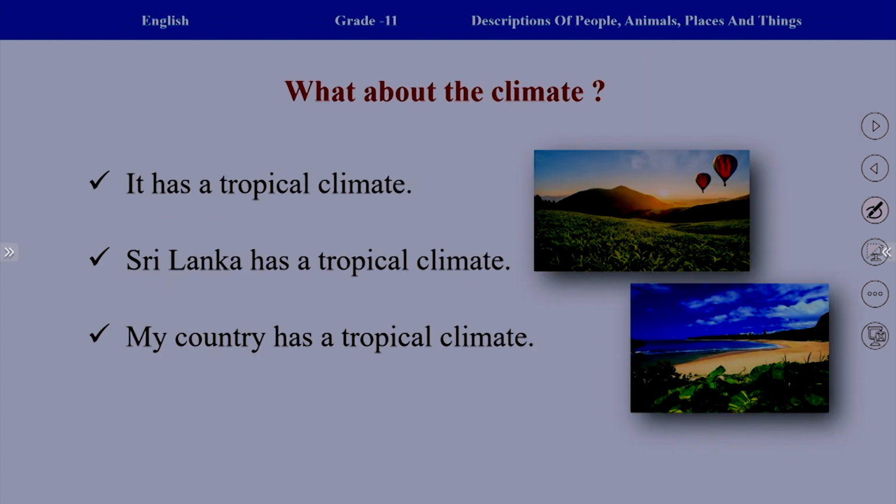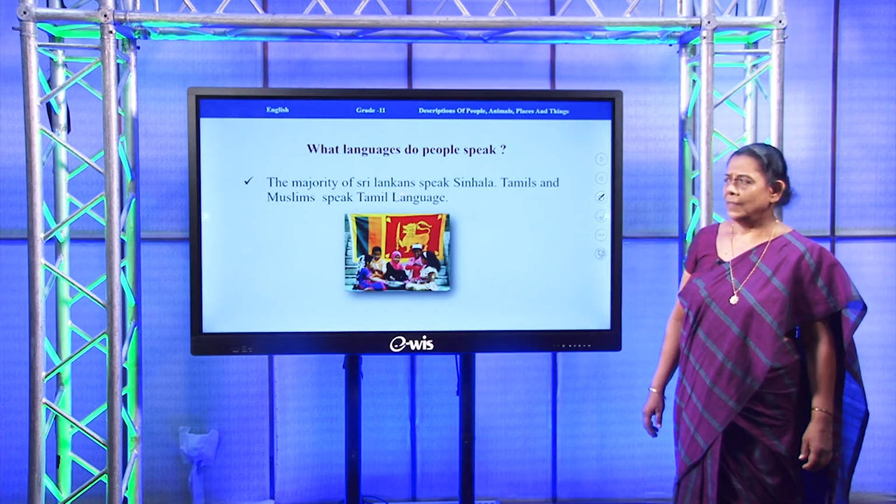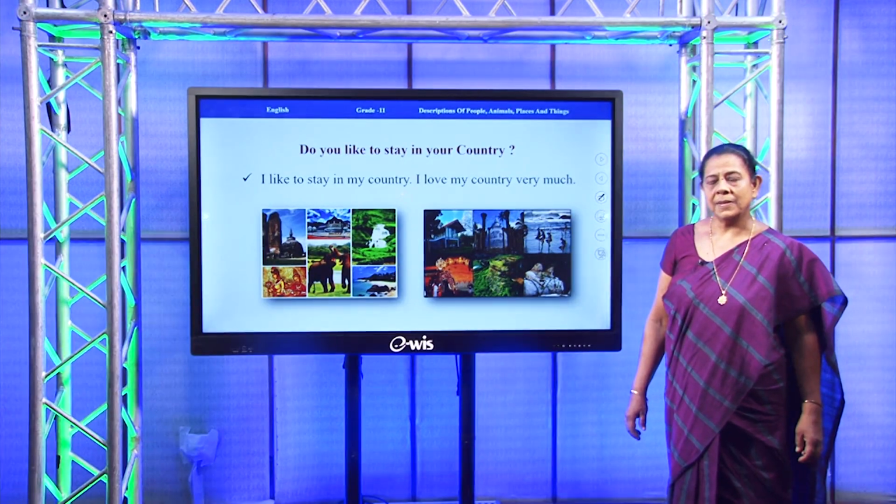What about the climate? It has a tropical climate. Sri Lanka has a tropical climate. Or you can write, my country has a tropical climate. Yes. The next question, what languages do people speak? Yes, children, now read the answer. The majority of Sri Lankans speak Sinhala. Tamils and Muslims speak Tamil language. Right? Yes. What is the next question?